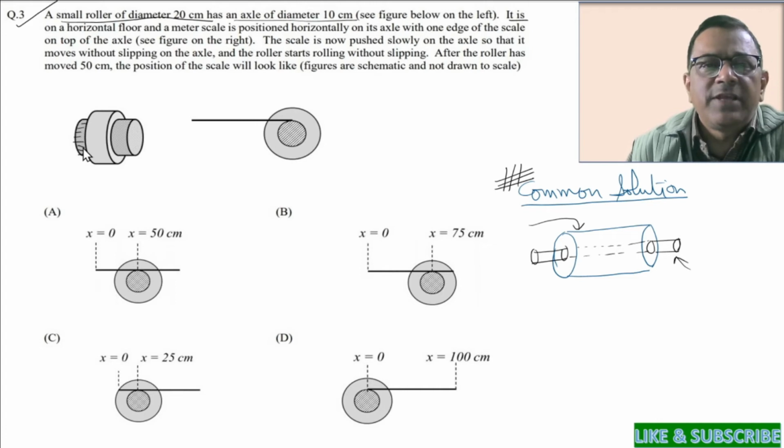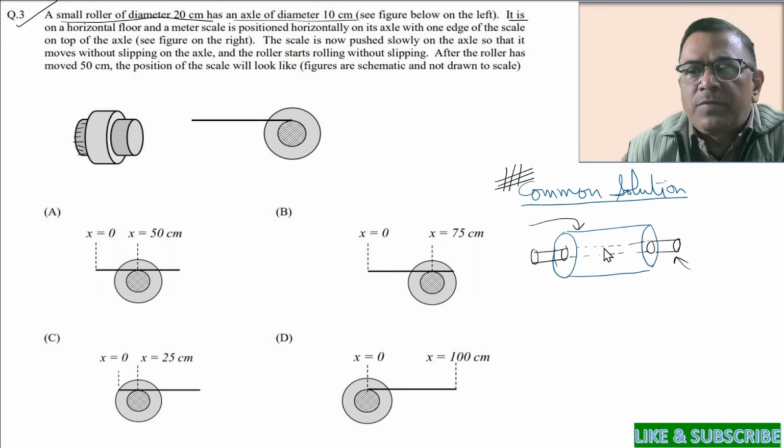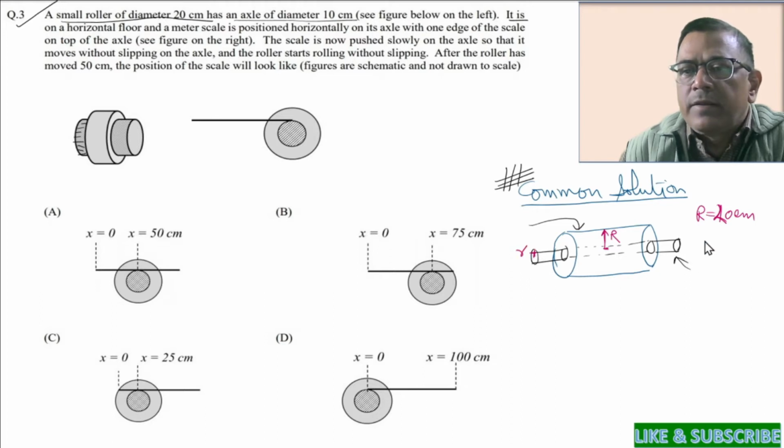The way it has been given, the radius of the roller from the midpoint till here is capital R, and capital R equals 20 centimeter. And the radius of this axle is small r equals 10 centimeter.